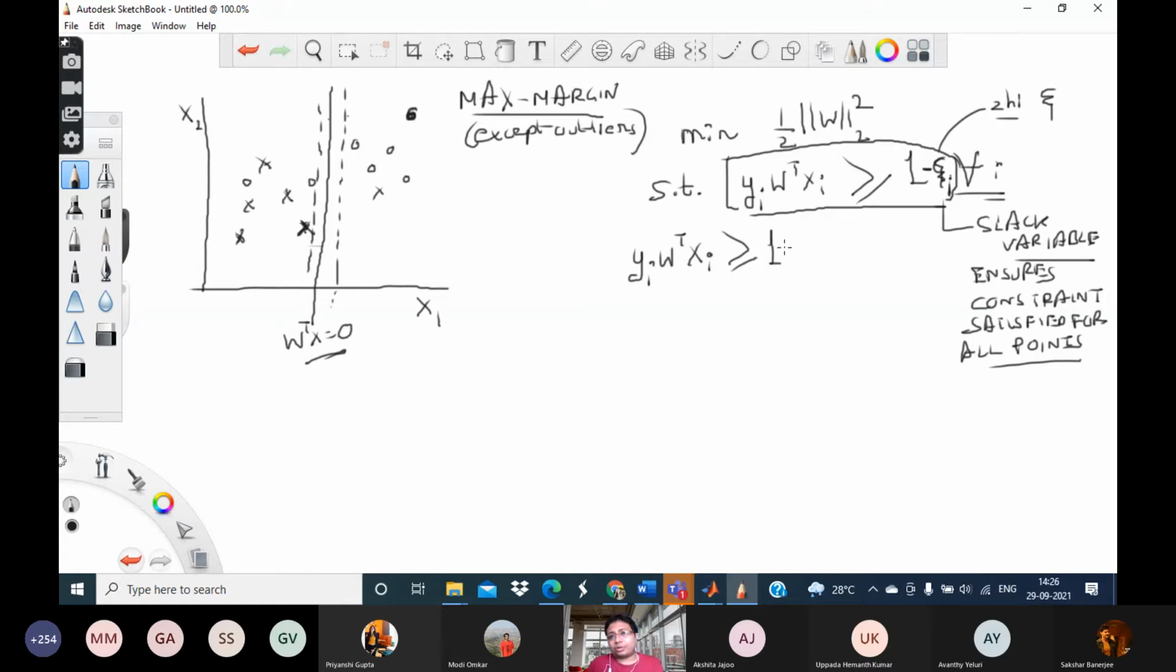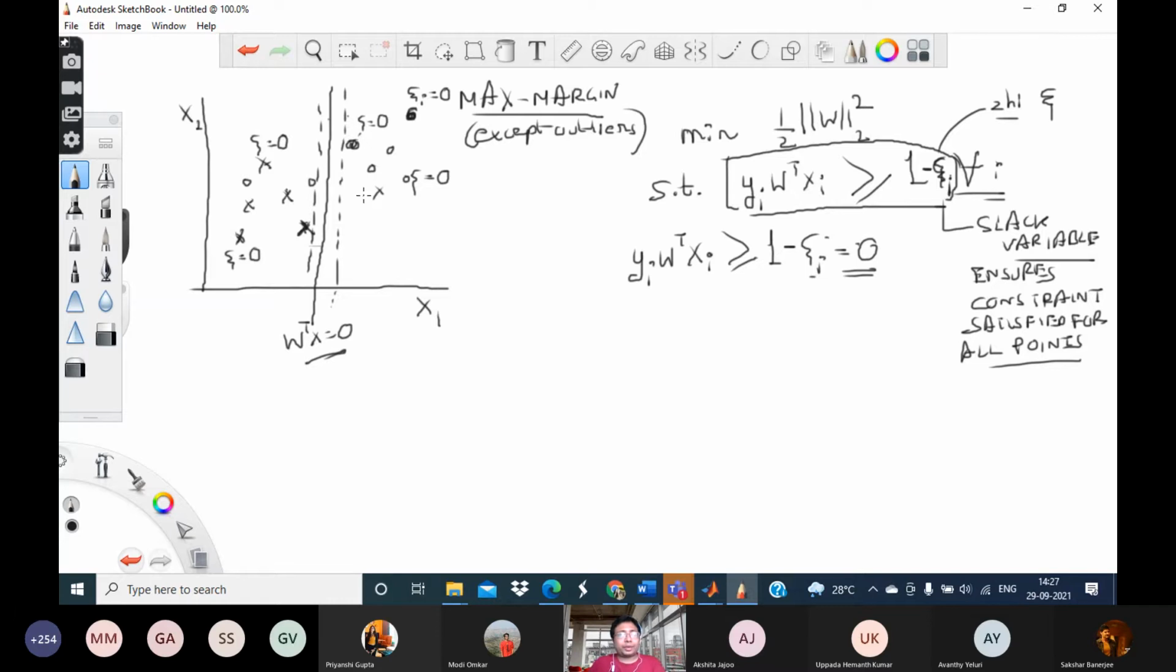So for this particular point, I do not even need xi. I can safely put the value of xi equal to 0. The constraints which I had in the previous formulation will still be satisfied. Similarly, for this point also xi equals 0, this point also xi equals 0, here also xi equals 0, and even here I can say xi is equal to 0.